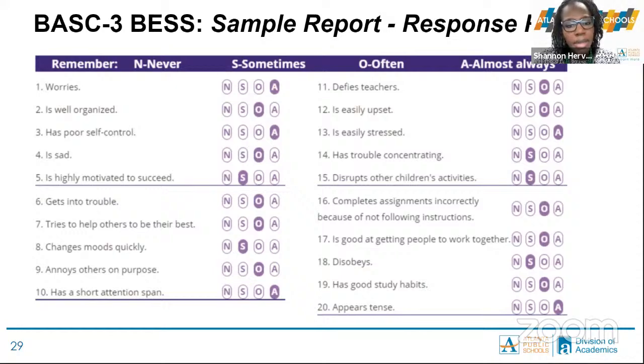If we look at areas of growth, we can see that the teacher has noted the following concerns or areas of growth as indicated by the almost always column associated with negative behaviors. According to the teacher, this student worries, has poor self-control, has a short attention span, is easily stressed, and appears tense. Next slide.